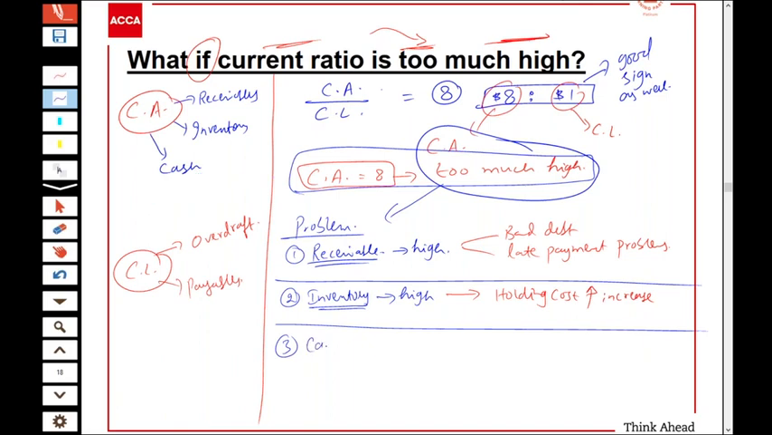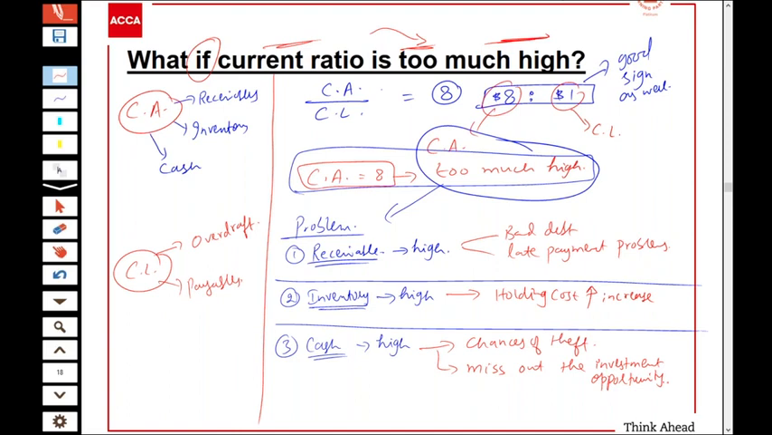What if your cash is too high? There are chances of theft. And one more problem: you miss out on the investment opportunity.